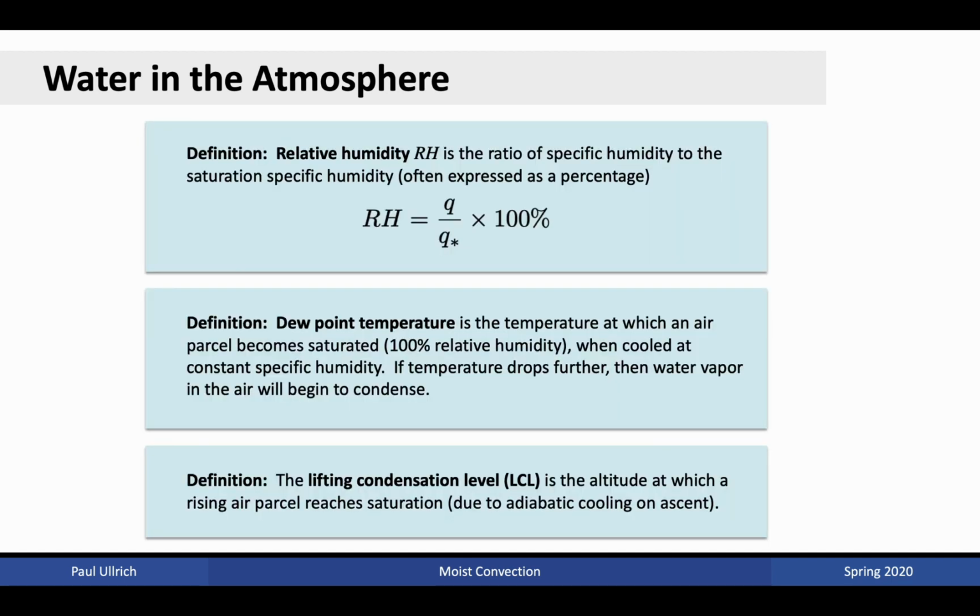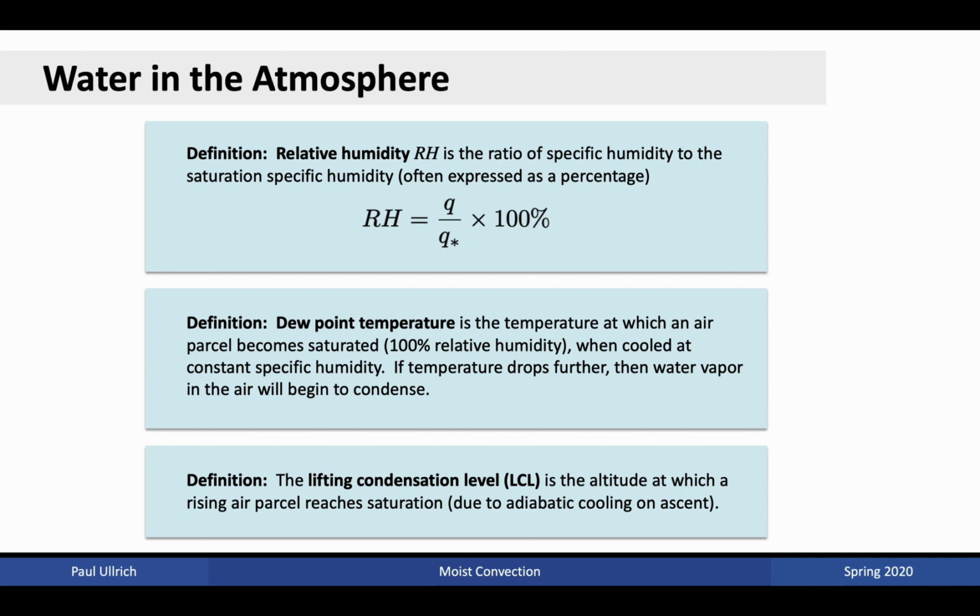Alright, let's define a few more quantities related to moisture in the atmosphere. Relative humidity is the ratio of specific humidity to the saturation-specific humidity, expressed as a percentage. Here, this is equal to Q divided by Q star times 100%. Relative humidity determines how close our fluid parcel is to saturation. That is, a fluid parcel with 100% relative humidity is exactly saturated.